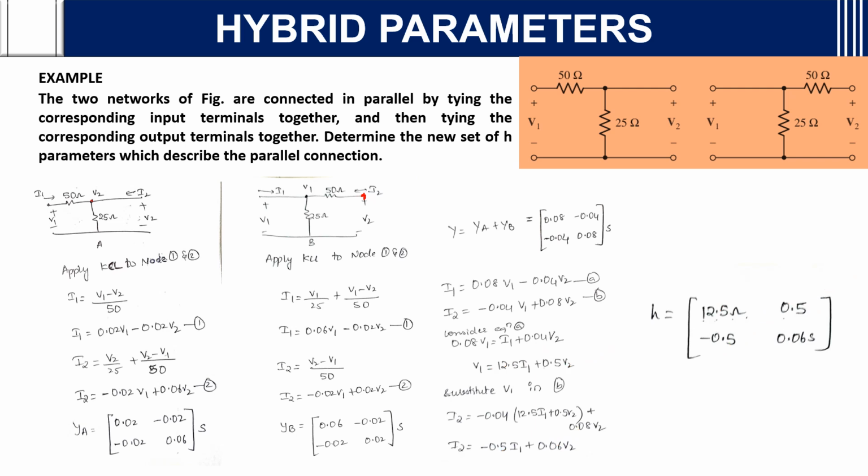parallel. For that, what we will do is simply consider the Y parameters for network 1 and network 2, and add them both to get the whole Y parameters of the network. From that, if you convert to H parameters, it is over. Why? Because we require the new set of H parameters here.